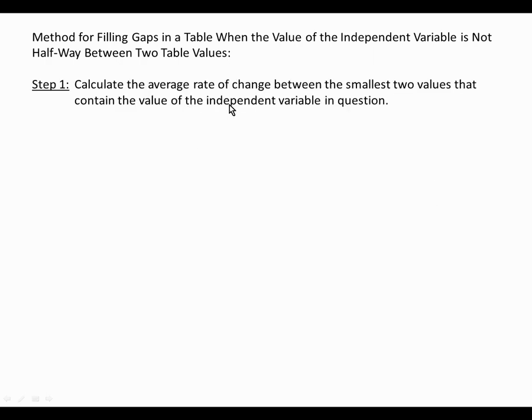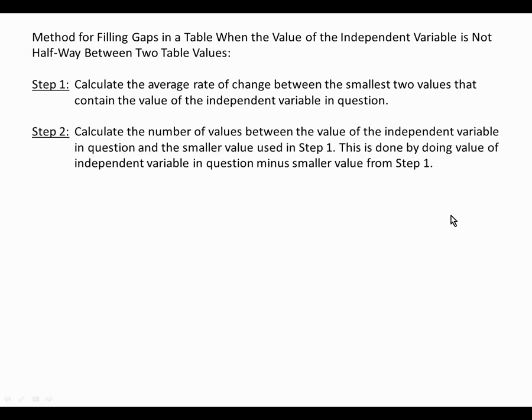So the method for filling gaps in a table when the value of the independent variable is not halfway between two table values. Remember, when it's halfway between, you just do the average value. So step 1, calculate the average rate of change between the smallest two values that contain the value of the independent variable in question. So it's like if the x's go 1, 2, 3, 4, 5, and you're looking for 4.1, you would find the average rate of change between 4 and 5. So this could be kind of messy.